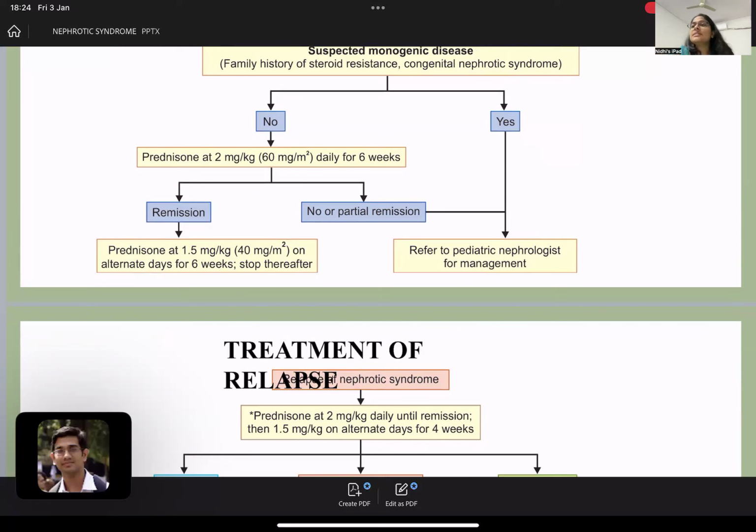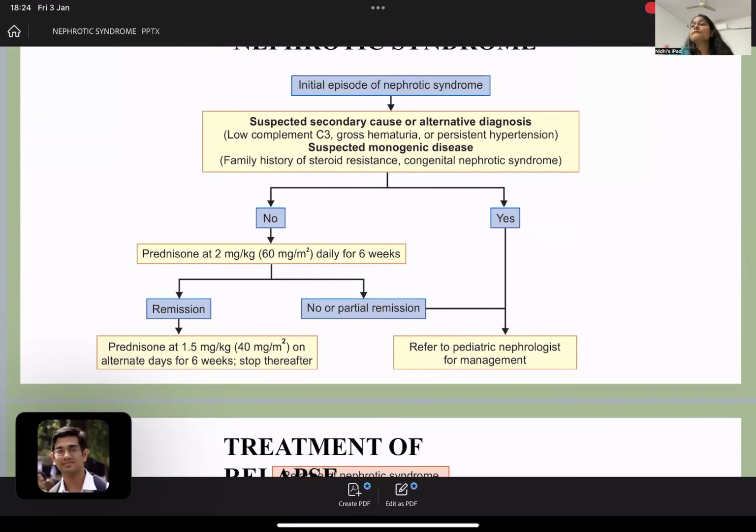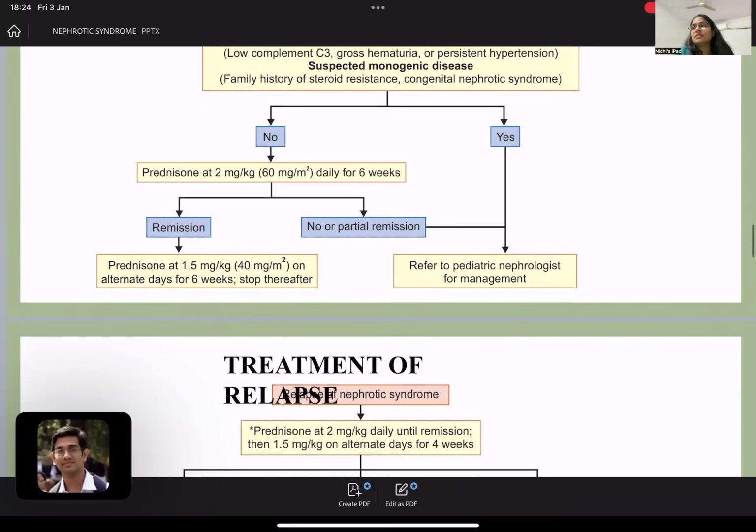Now, if there is only a partial remission, the definition for steroid resistance comes in. So if in the initial 6 weeks, when we are giving 2 mg per kg daily steroid, the patient is still not in remission after 6 weeks, we consider this steroid resistant, and in that case you should refer the patient to the pediatric nephrologist. They will plan a biopsy for the patient, and we do not further give steroids. We start the patient with calcineurin inhibitors, that is tacrolimus and cyclosporin.